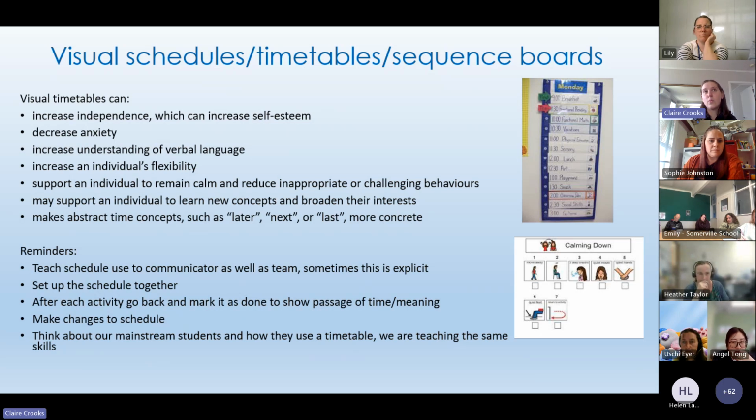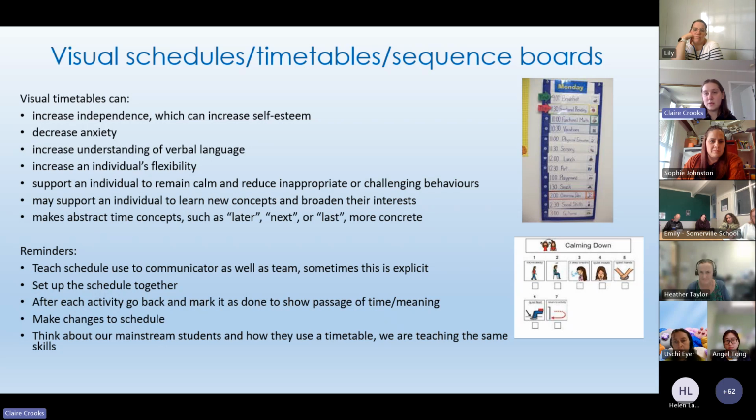If you think about when we were at school or at uni and we have our timetables, that all goes back to when we were quite little and we explicitly got taught the steps and what each bit means. So if that means looking at that and directing to that activity, explicit teaching is really helpful. Reminding the team to set up the schedule together so that the communicator knows what's happening that day. And the really big one is going back to it after each activity to tick it off or move it to the finished box, because without doing that, it doesn't mean anything, because we're not showing the passing of time.